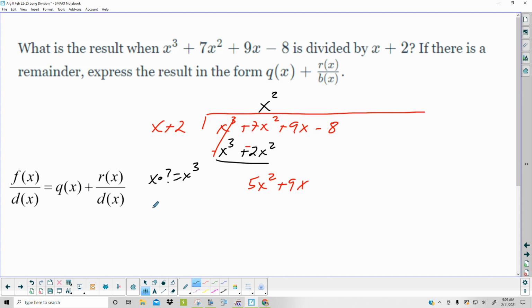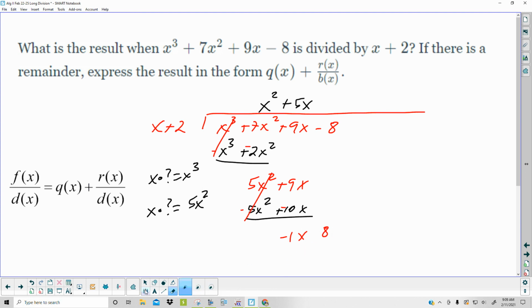Re-ask that same question. Just this first piece, x times what gives you this first piece? Oh, that'll be 5x. 5x times all this. 5x squared plus 10x. Change their signs. Gone. Minus 1x minus 8. Whoops, not minus 8. And re-ask the question. X times what gives you minus 1x? Well, minus 1. Minus 1 times all this is minus 1x minus 2. Change their signs. And your remainder is negative 6.